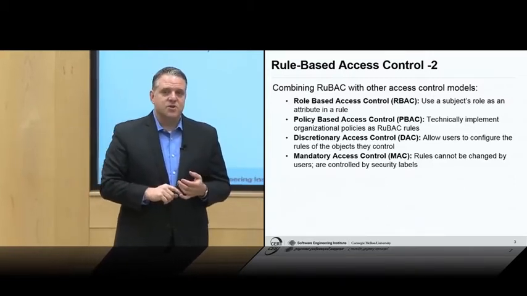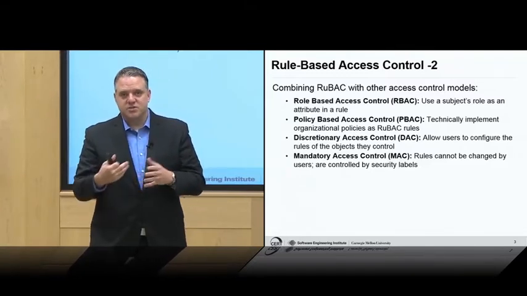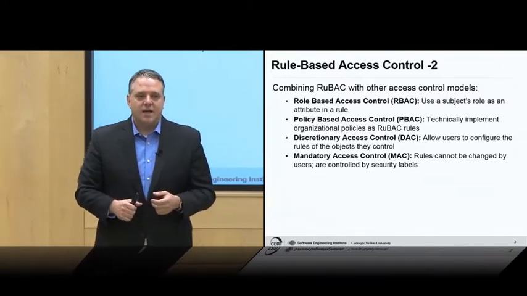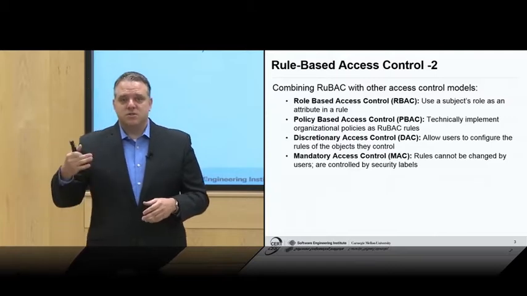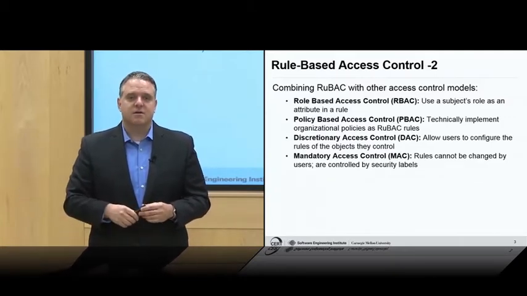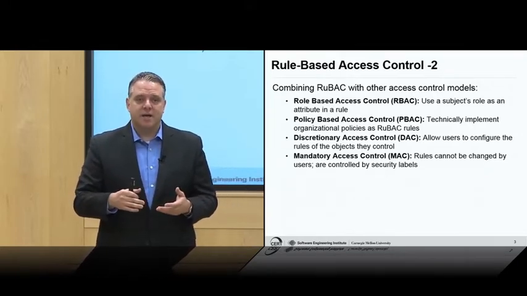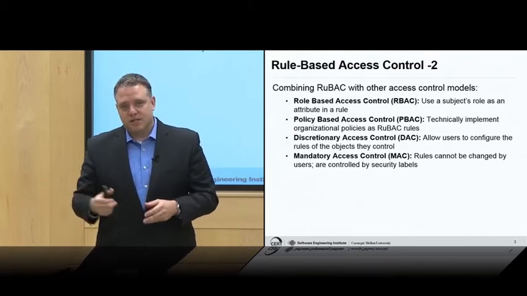Policy-based access control, so now I can implement policies based on rules which define what that policy is and what we're allowed and not allowed to do. I can combine it with discretionary access control where now users are allowed to control or configure the rules that they're privy to. And then mandatory access control, we can combine it and say that rules can't be changed. They're controlled by security labels instead.